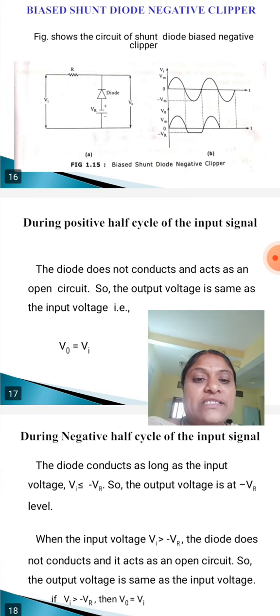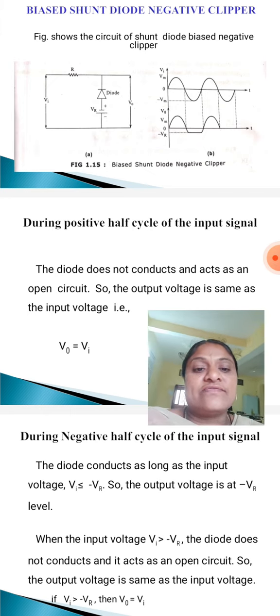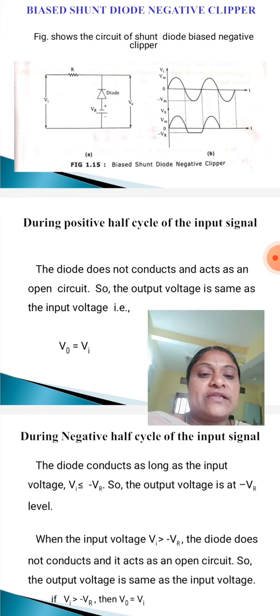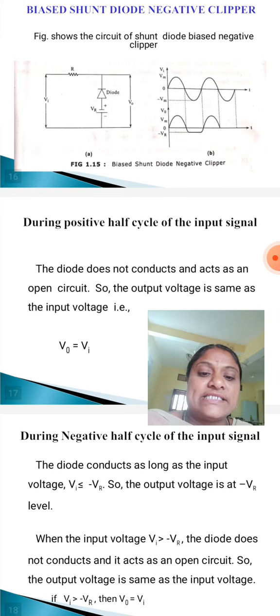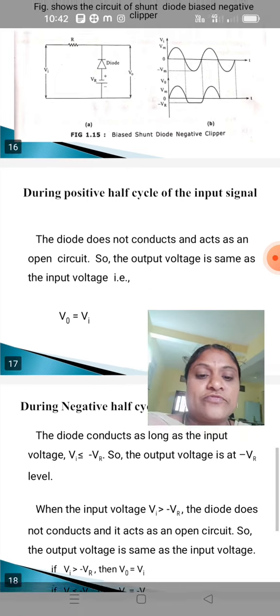Okay. I repeat this negative half cycle once again. During the negative half cycle of the input signal, the diode conducts as long as the input voltage Vi is less than or equal to minus Vr. So the output voltage is at minus Vr level. When the input voltage Vi is greater than minus Vr, the diode does not conduct and it acts as an open circuit. So the output voltage is the same as the input voltage.